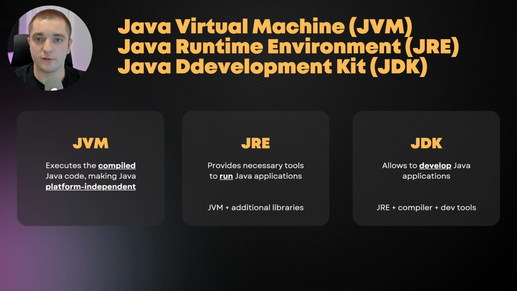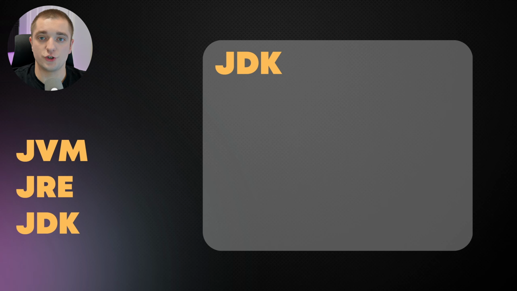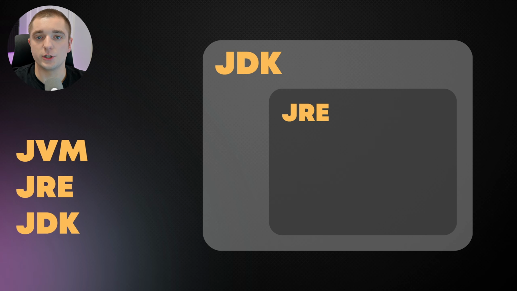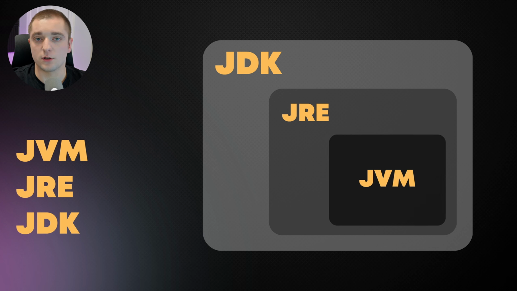Finally, we have the Java Development Kit, or JDK. This is what we installed in the previous video. The JDK is a superset of the JRE. It contains everything in the JRE plus development tools needed to create and compile Java programs. This includes the Java compiler, javac, which we'll talk about in a moment, and other utilities for debugging and managing Java applications. So, to summarize, the JDK includes the JRE, and the JRE includes the JVM. Last time we installed the JDK because we want to create Java programs.